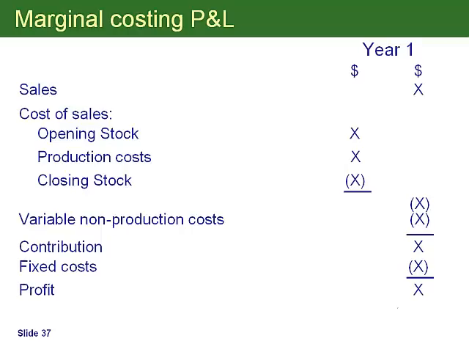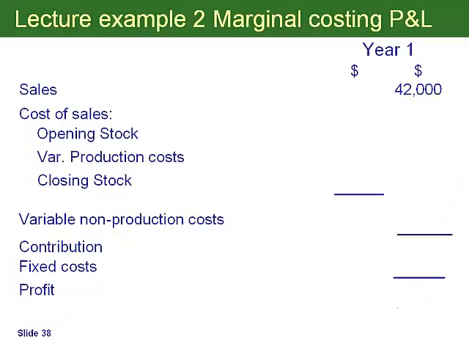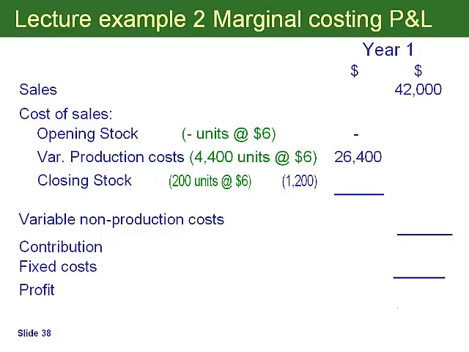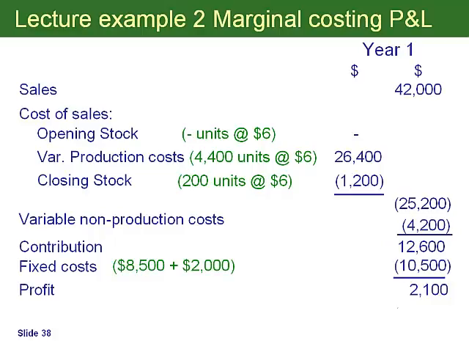So again, if we have a look at the lecture example here, much more straightforward, because there's no carving up of the overhead. So most of the numbers here are exactly as you saw them before. Closing stock obviously this time is only valued at the variable cost of a unit, so the $6. And we bring all of our fixed costs in total, which gives us a profit of $2,100.